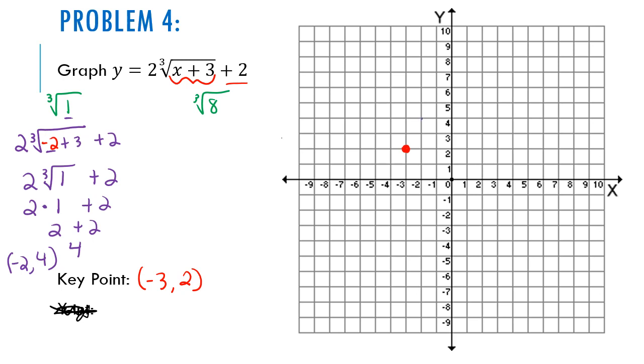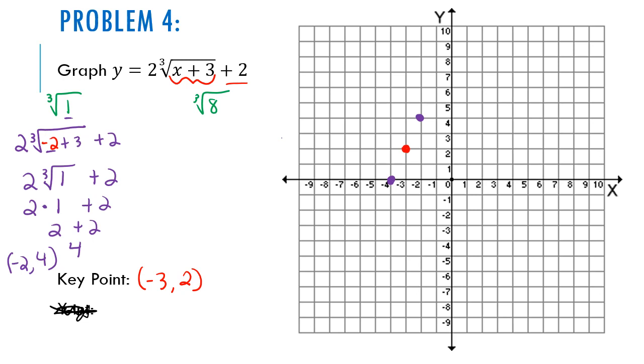So negative 2, 4 will be right here, which means there's another point on the left side of the key point. So if this was to the right 1 and then up 2, then the other point would be left 1 and then down 2. They're always diagonal from each other.